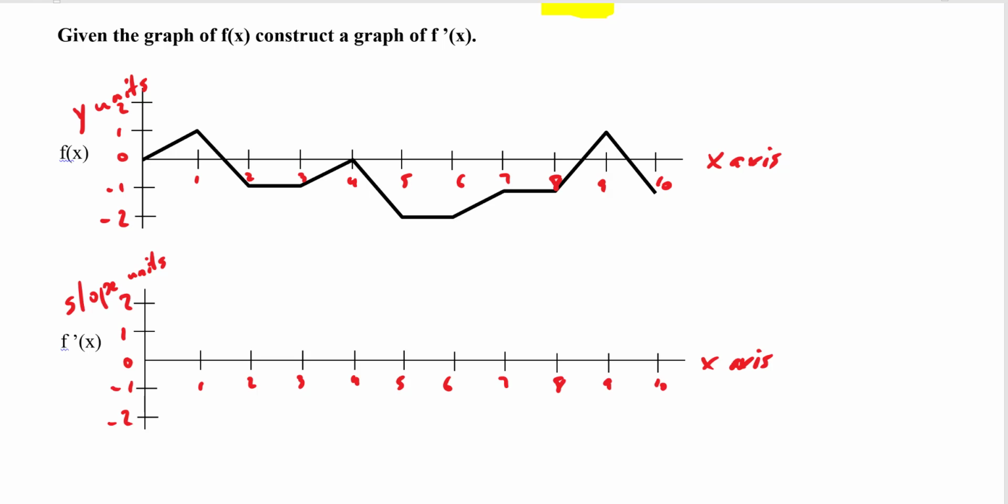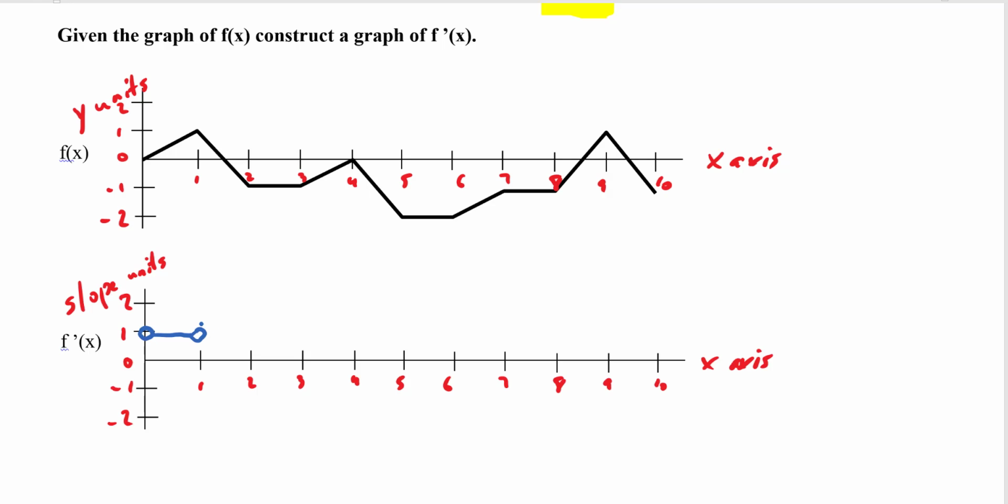If I said, what is the slope between 0 and 1? Well, you guys know slope is what? Rise over run, right? So what is the slope between 0 and 1? Do you agree that slope is 1? So what I'm going to do is graph at 1. I'm going to do this. There we go. That's my first graph.